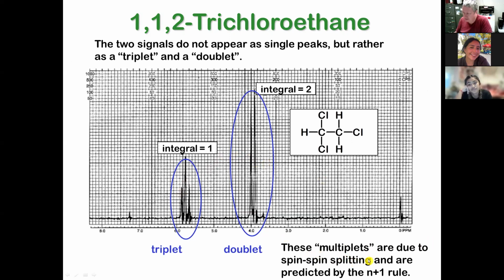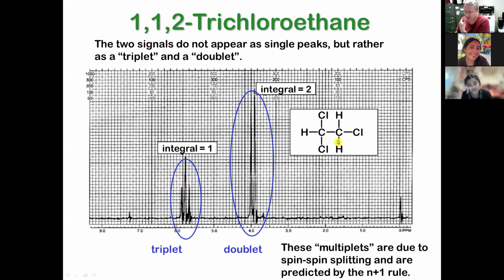These multiplets are due to the spin-spin splitting and are predicted by the n plus 1 rule. That's going to be a new thing we have to learn. If we look at the CH, the left peak with the 2 chlorines, how many neighboring protons are there? There are 2 neighboring protons. What's 2 plus 1? 3, and that is why it's a triplet. In a nutshell, the left peak is a triplet because there are 2 neighbors plus 1. You count the neighbors and add 1.